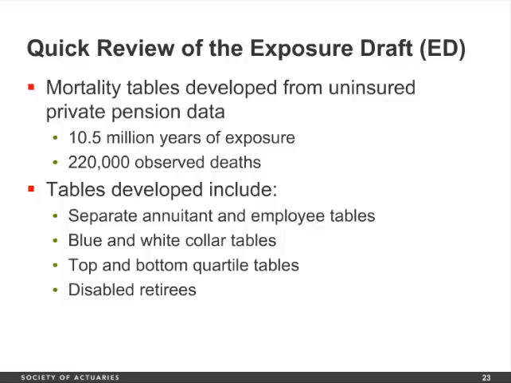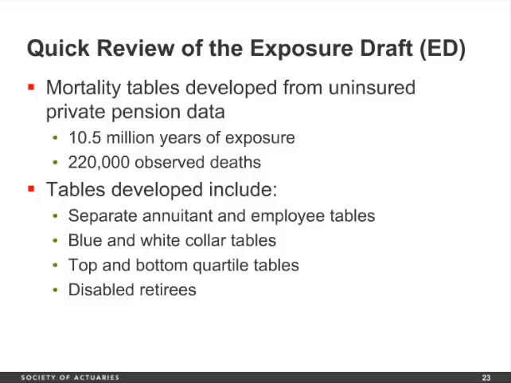And we also came up with blue and white collar tables, and in this case we also came up with separate employee and annuitant tables by collar. And we also produced top and bottom quartile tables to capture differences between people who are receiving high benefits or people whose benefits or pay are lower, and that's to reflect the understanding that there's a pretty strong correlation between high benefit amounts and longevity. And we also produced a mortality table for disabled retirees.